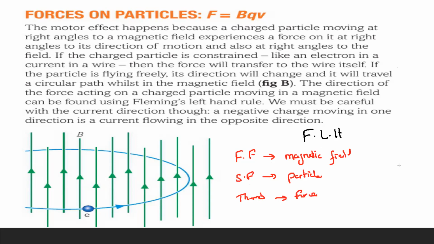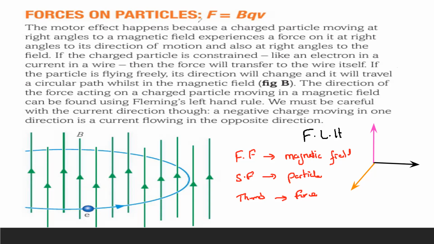For example, if a magnetic field is towards the right, and a particle is going up in the magnetic field, which direction will it experience a force? It will experience the force in the Z direction. So all will be 90 degrees to each other. Whenever we want to find the force on the particle in a magnetic field, we always use Fleming's left-hand rule. And we apply Fleming's left-hand rule for positive particles.